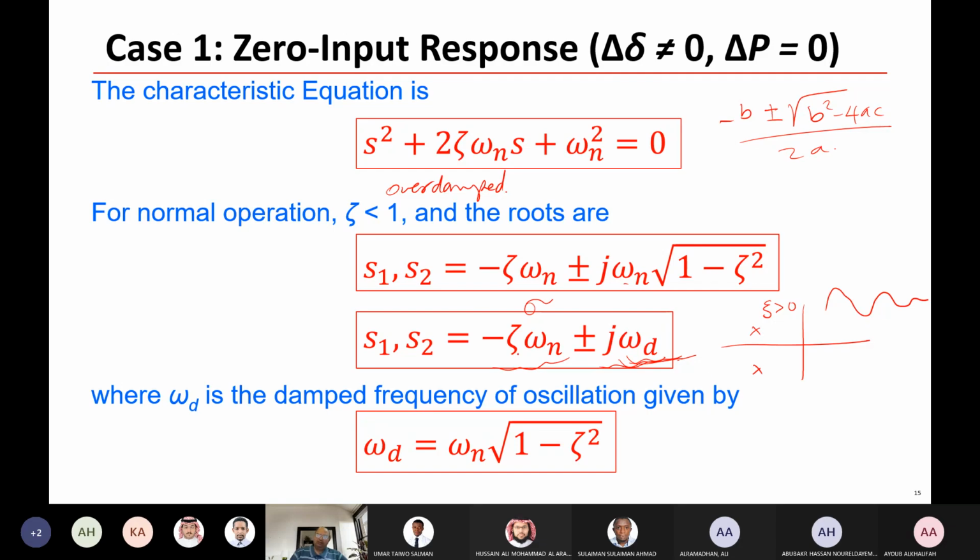If zeta is negative, definitely this real part will be positive, which means the damping is negative. Negative damping means the system has negative damping, or the system becomes unstable. So we have here zeta greater than zero, and zeta less than zero, the system becomes unstable.